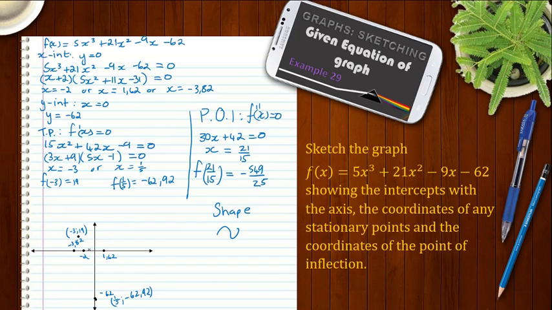Now just to plot the point of inflection over here, we have it lying over there, and then we've got 21 over 15 for the x value and negative 549 over 25 for the y value. And then if we follow the dots using that given shape, then our graph would look something like that.